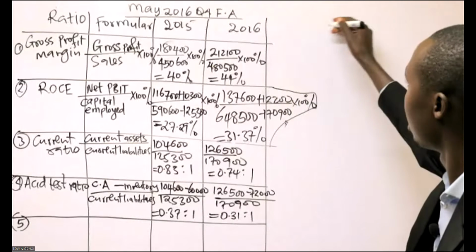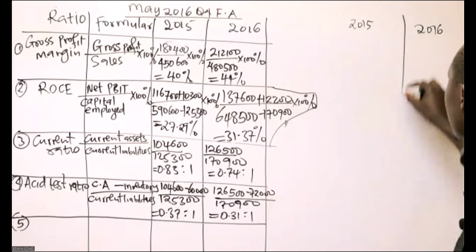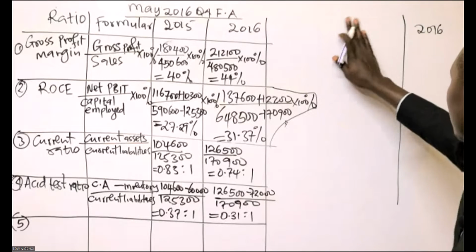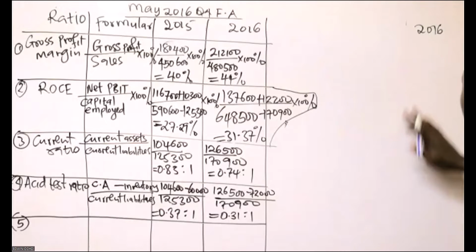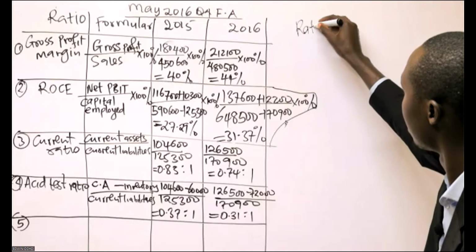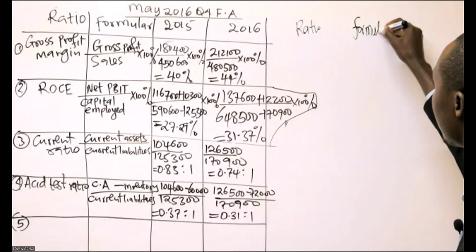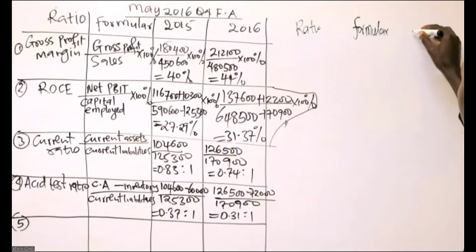And then we can continue, 2015, 2016. So we have the ratio, the formula. So 2015.